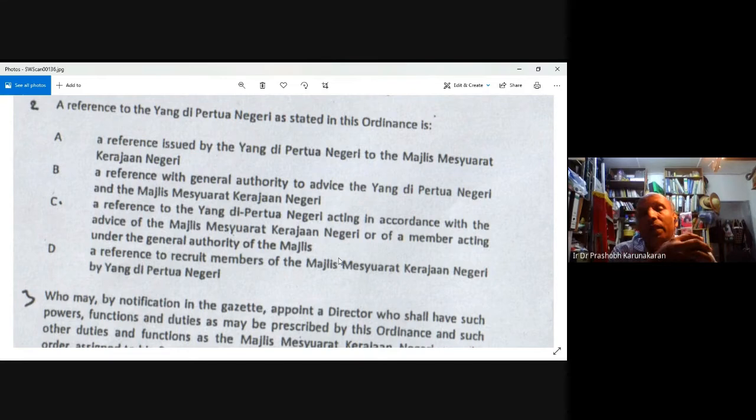He can say, I don't like this guy, you have a meeting and choose another person. So the final decision is by the Head of State. Everything's final decision is the Head of State.